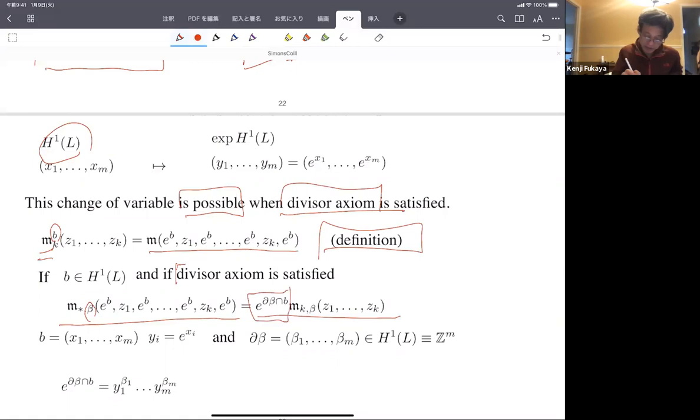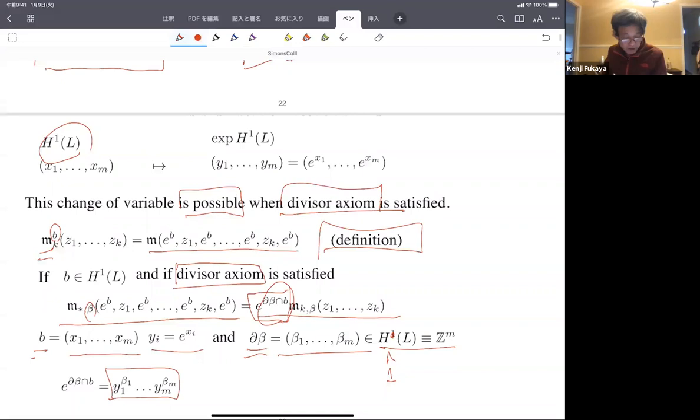This equality is exactly the divisor axiom, almost equivalent. I think it's equivalent. What it means is that here b is x_1 to x_n in this coordinate, then y_i is e to the power x_i, and if the boundary of beta is written in the H_1 homology of L by the same coordinates, then you can say this is something like a Laurent monomial of y_i. So if you use the divisor axiom, you can realize this deformation of these infinity operations just as monomials of y. So this is very natural. This is a kind of proof that this family of operations is rigid analytic functions. For this to work, we definitely need the divisor axiom, and that is a very important role of the divisor axiom.